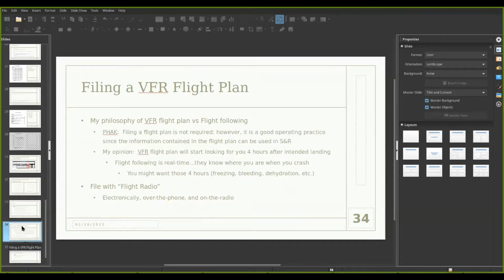Okay. Filing a VFR flight plan. Monique, have you ever filed a VFR flight plan? For practice only. Yeah, I haven't even done that. I know how to do it. I can see it, and I can know where to go in ForeFlight and online. I've never once filed a VFR flight plan.